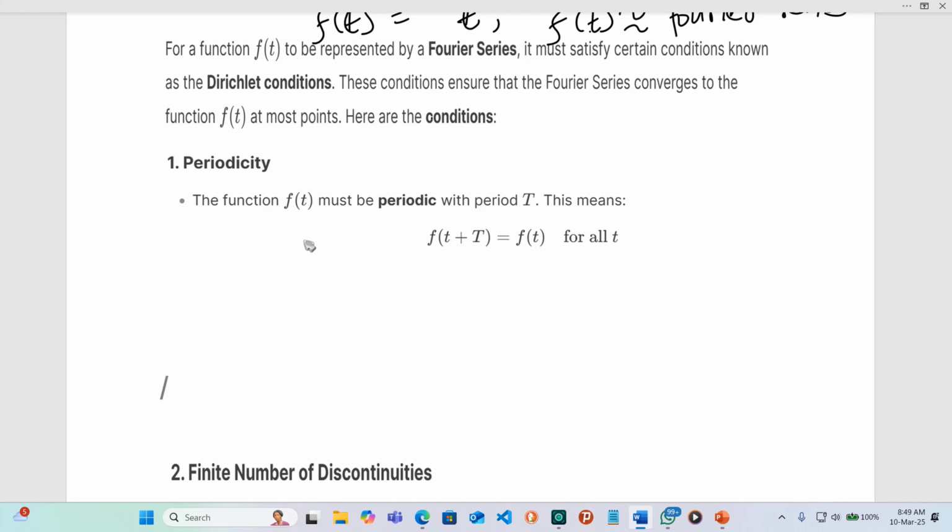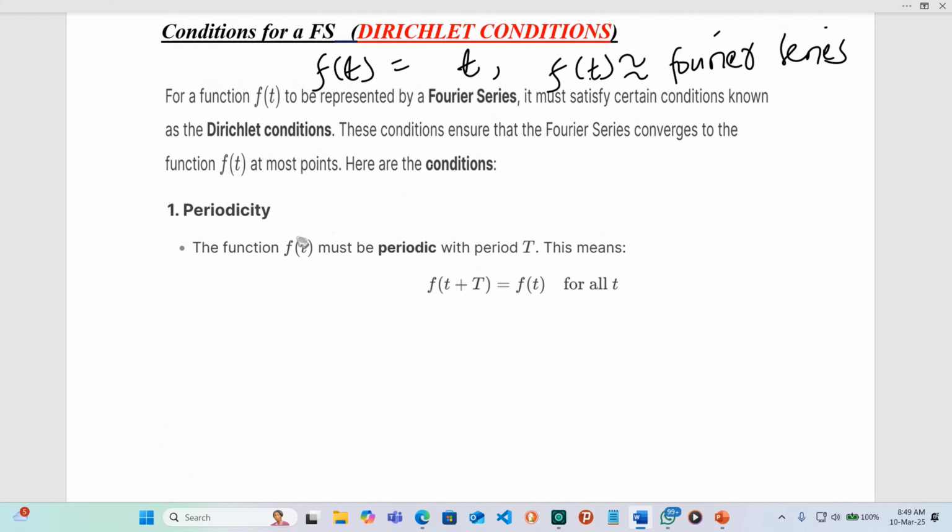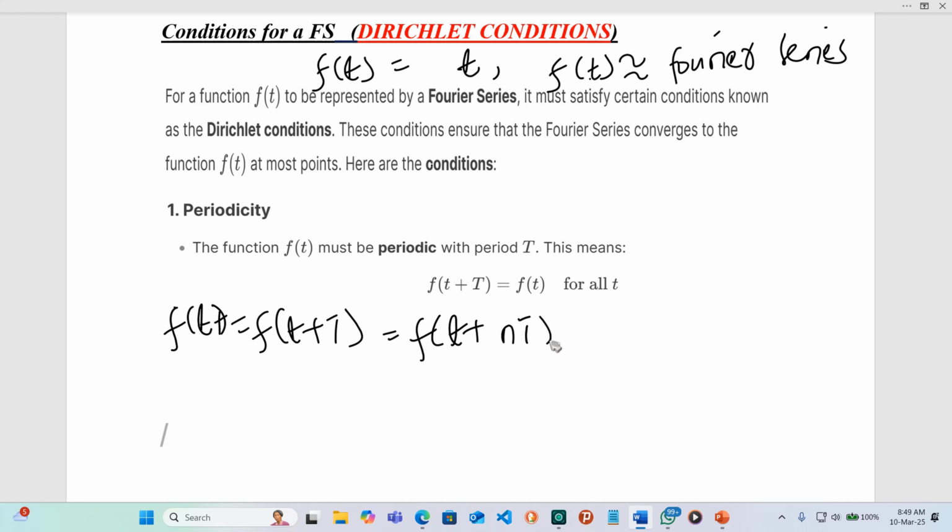Condition number one is that the function must be periodic. So if it has a period T, it means there exists a smallest value T whereby f of t is equal to f of t plus T, equal to f of t plus nT, whereby n is an integer.